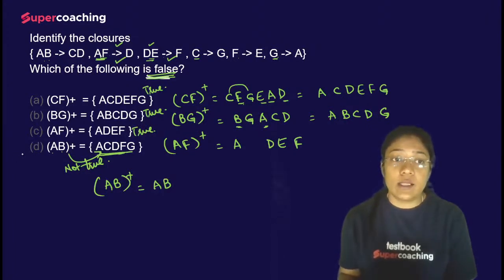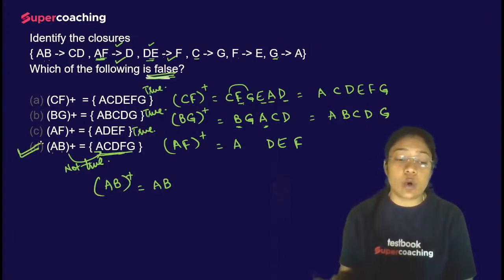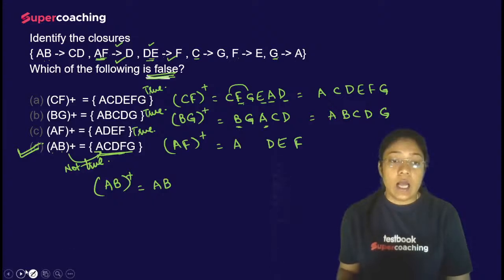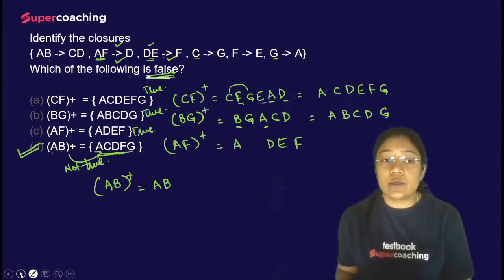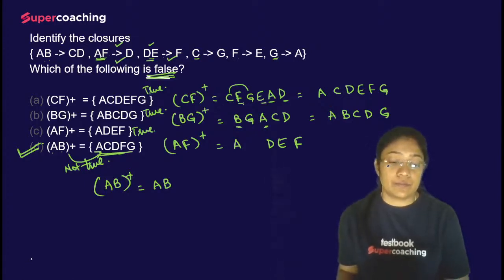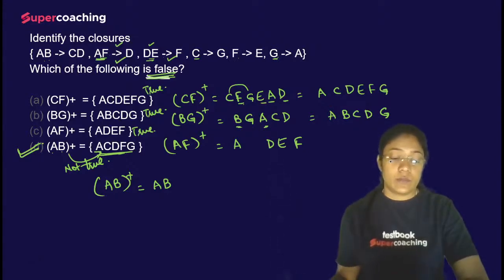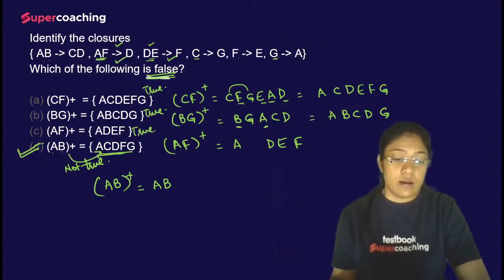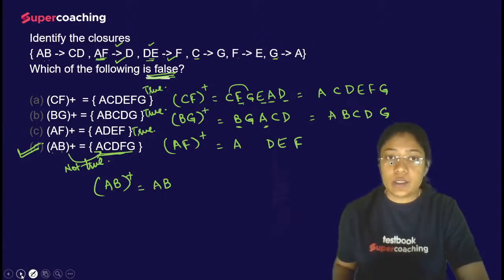So we have to tell which option is false. So that is the option D. The answer for this question is D, and this is how we find out the attribute closures. Anyone having any doubt? I guess there is no doubt on this point.